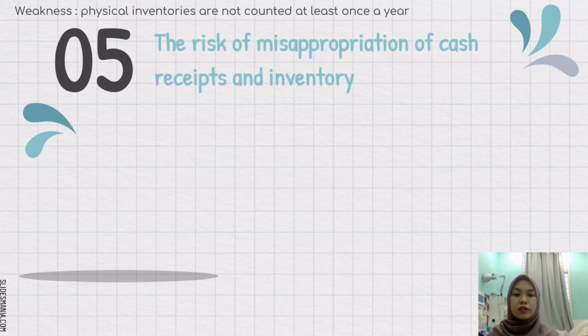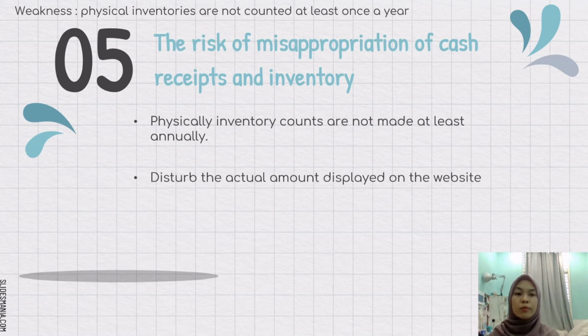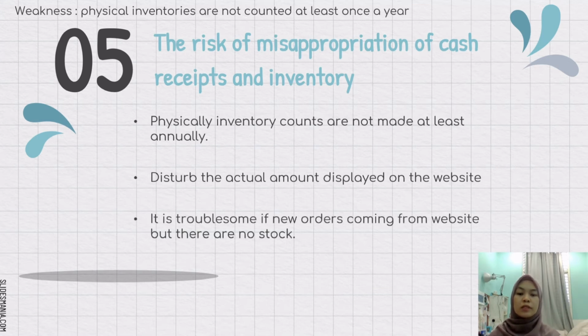Lastly is the risk of misappropriation of cash receipt and inventory. Since the physical inventory counts are not made at least annually, it will disturb the actual amount displayed on the website, since orders from the website and orders from outside the website are not recorded in the same way. So it will be troublesome if new orders come from the website but there is no stock, since customers who ordered from the website might be hard to contact.